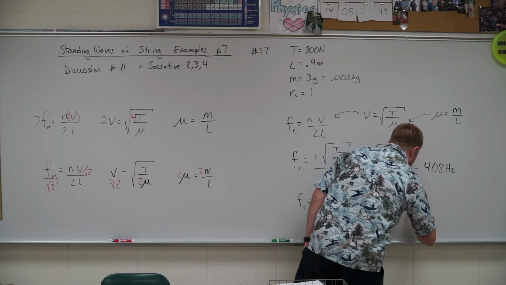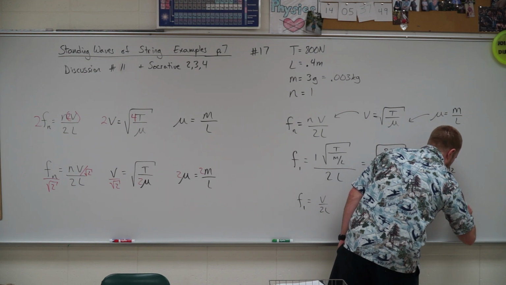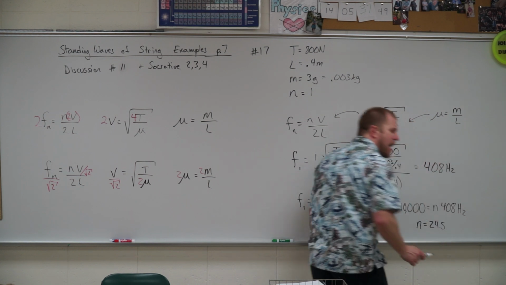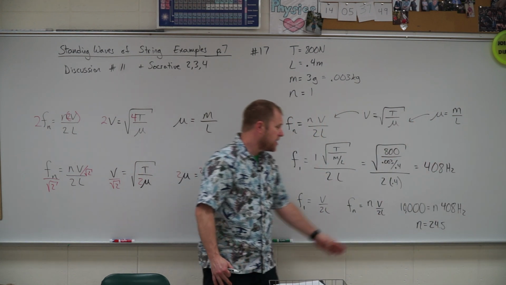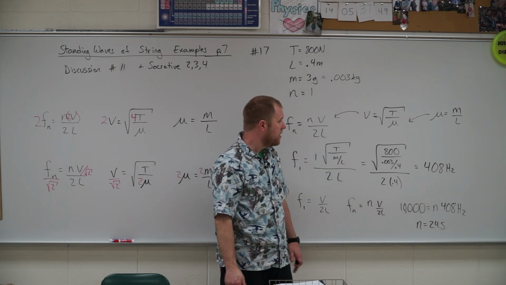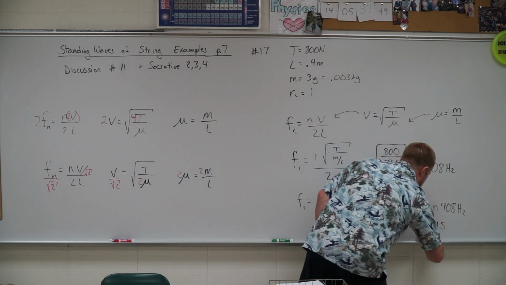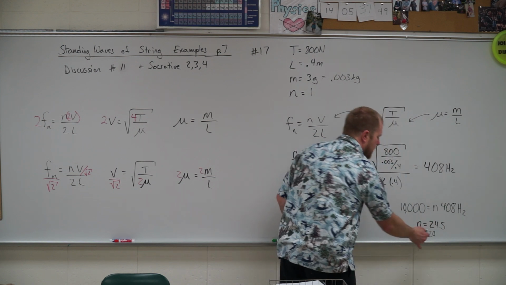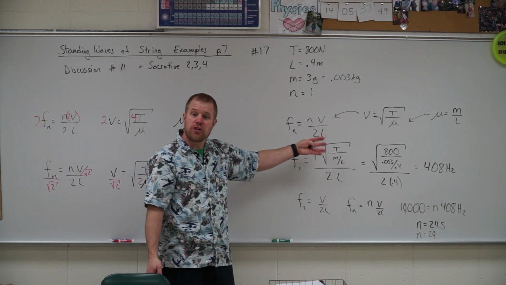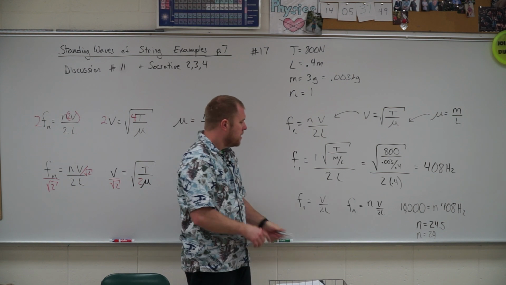So 10,000 hertz is going to be the nth harmonic of 408 hertz. I find N to be 24.5, and so the highest harmonic is going to be 24, because we can only have whole number increments there, because our equation is N equal to 1, 2, 3, and so on. So the correct answer here would be N is equal to 24, because 25 would be slightly above 10,000, probably like 10,200-ish, whereas N equals 24 is like 200 less. Okay, so there's those examples.